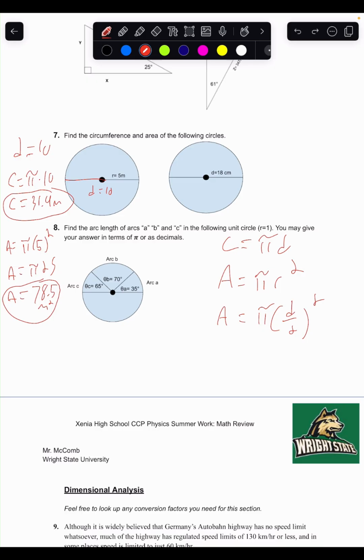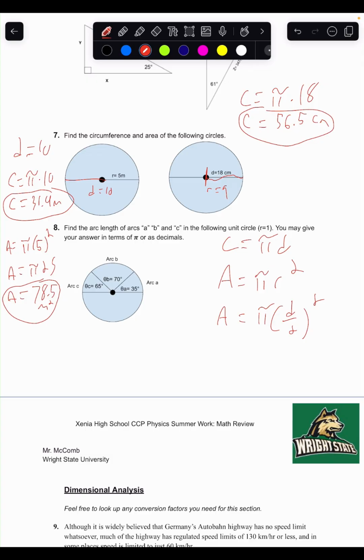Okay, similarly, same idea with the previous one. If the diameter of this circle is 18, the radius is going to be 9, half of that. So same idea, circumference is going to be pi times diameter. So pi times 18, which is 3.14 times 18. 56.52, let's call it 56.5. And that's in centimeters.